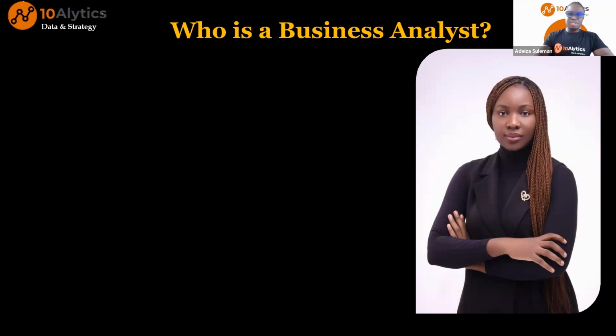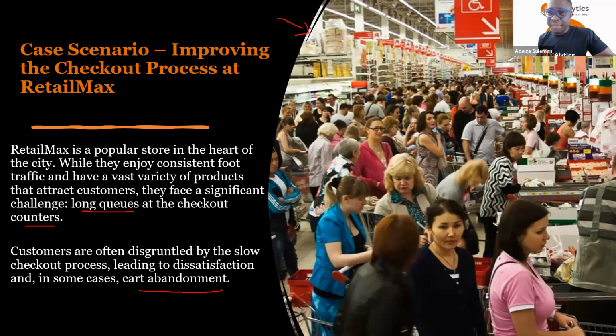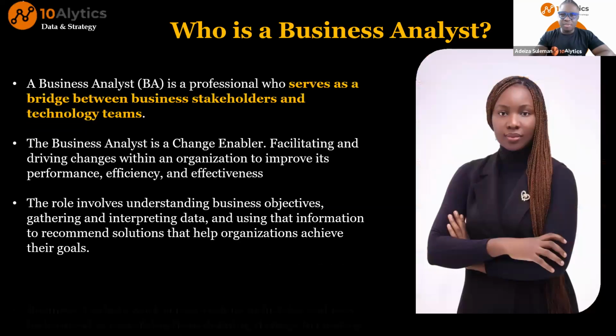All right. So again, just going back to the case study which we're going to solve today, Retail Max is a superstore. They have so many different varieties of products, and this attracts customers from different locations. Now, because of the number of customers that they have and the inefficient checkout system, it has caused a whole lot of problems for the business. They are losing revenue, customers are abandoning their carts, and customers have to wait for so long to get the products they've paid for and leave the store. So we're going to solve this problem today.